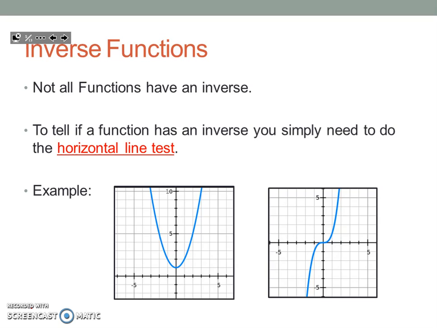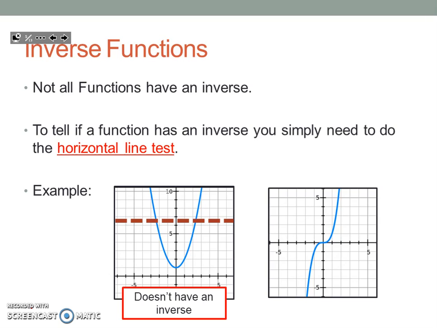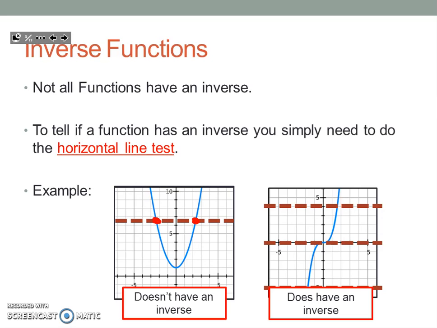Okay? So, we've got a couple functions down here that we're going to look at. I just run a horizontal line across. And if you see when I run this horizontal line across, it touches at 2 spots. So that means that our parabola does not have an inverse. Versus if I look at my cube function over here, I can run as many horizontal lines across that and it will always only hit in one spot. So my cube function does have an inverse, which we just looked at on the last slide. The cube function's inverse would be its cube root. Okay?